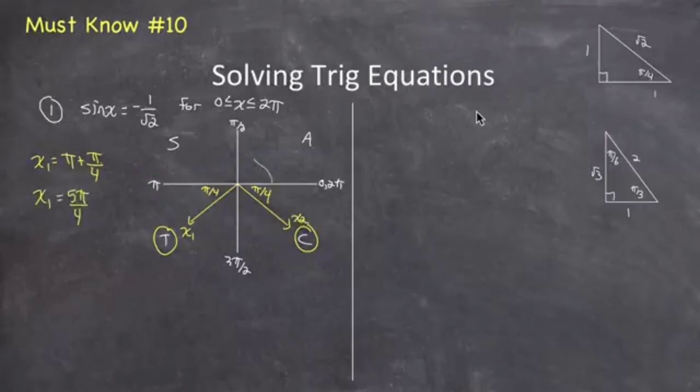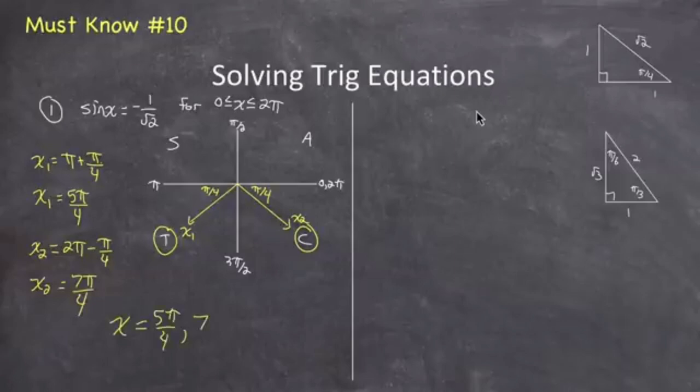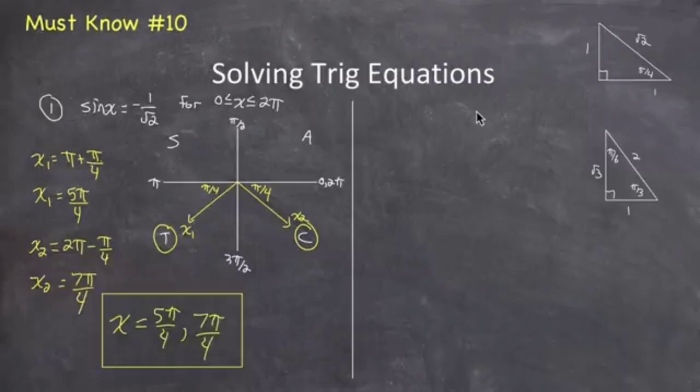And to get to x2, I would have to go not a full 2 pi, I would have to go pi over 4 less than that. So I can do 2 pi minus pi over 4 to get my second principal angle. And 2 pi minus pi over 4 is 7 pi over 4. So there are two answers to this equation between 0 and 2 pi. The answers are 5 pi over 4 and 7 pi over 4. Let's do a second equation where I don't restrict the domain.